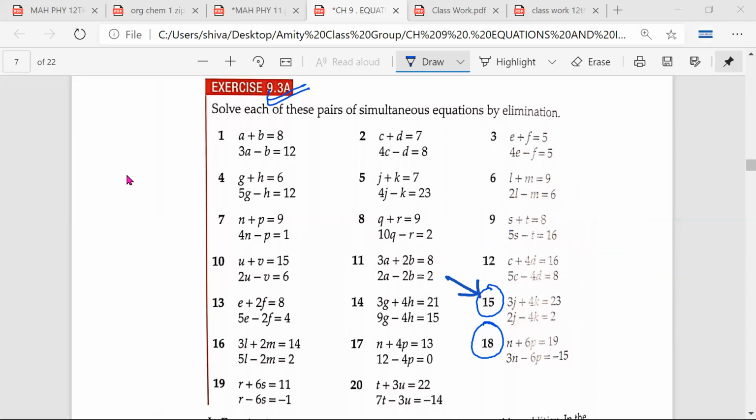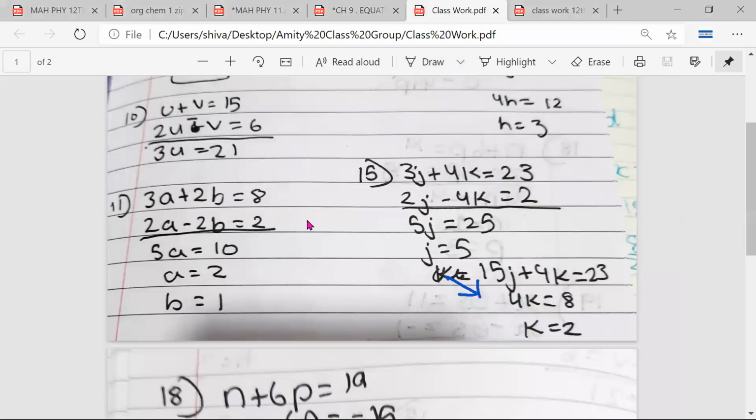So let us look at question number 15. Okay. So this is my first equation. This is my second equation. You have added both the equations. Therefore, this and this has got cancelled. Therefore, 5j is equal to 25 and j is equal to 5.